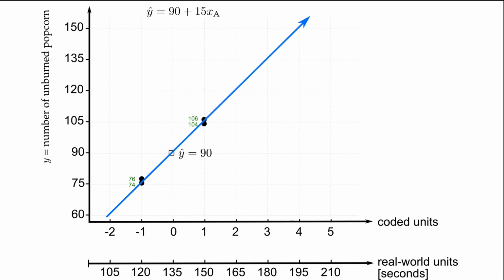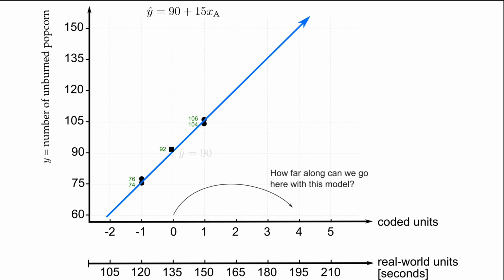My prediction was 90. The actual value I achieved was 92. And compared to the noise in the system, a deviation of 2 popped corns isn't a big deal. It is comparable to the level of noise I saw earlier, about 2%. So right now, this model is great. Let's go use it to optimize.